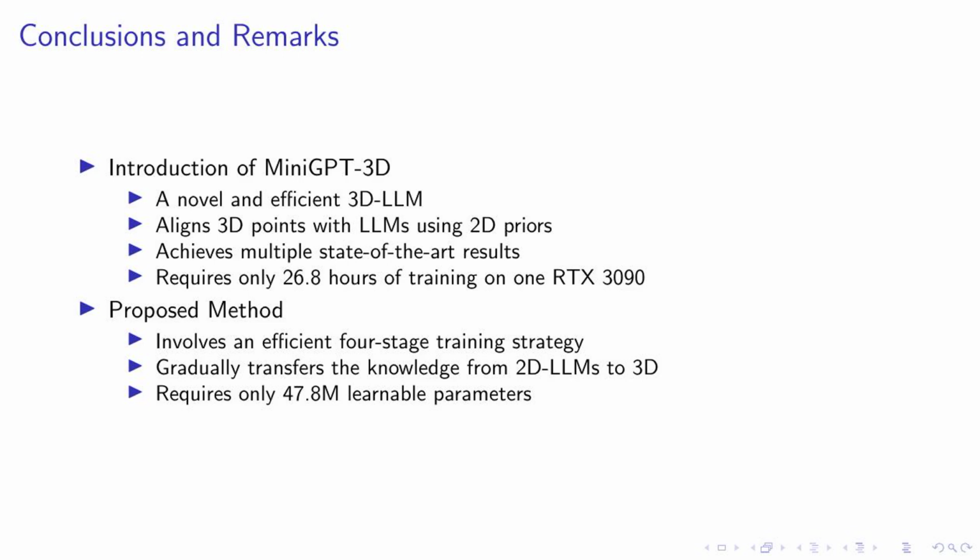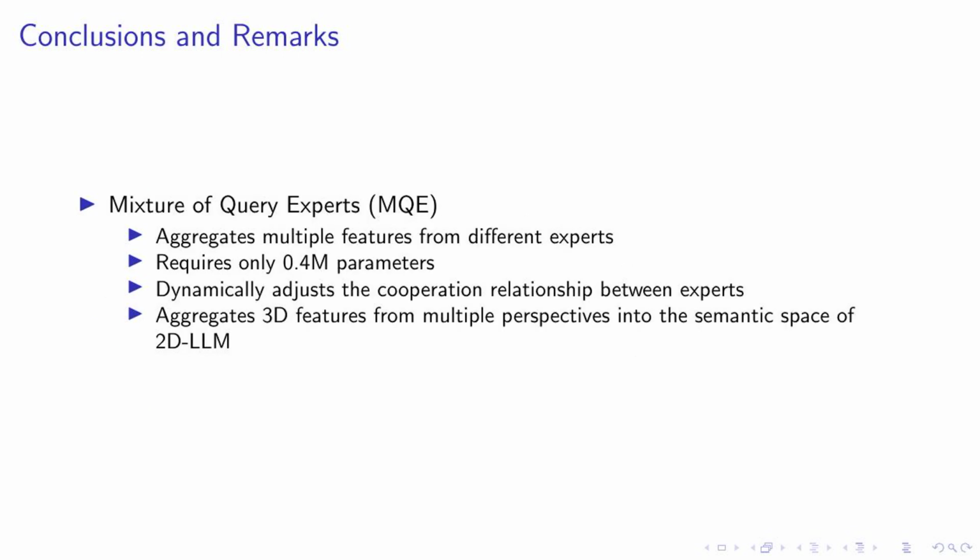Moving on to our conclusions and remarks, we've seen how the mixture of query experts, or MQE, plays a crucial role in our model. This innovative approach aggregates multiple features from different experts, providing a more comprehensive understanding of 3D data. Despite its complexity, MQE is surprisingly efficient, requiring only 0.4M parameters. Moreover, it dynamically adjusts the cooperation relationship between experts, ensuring optimal performance.